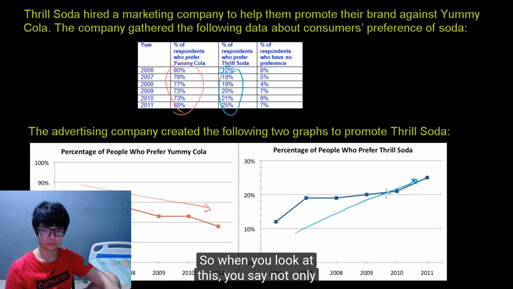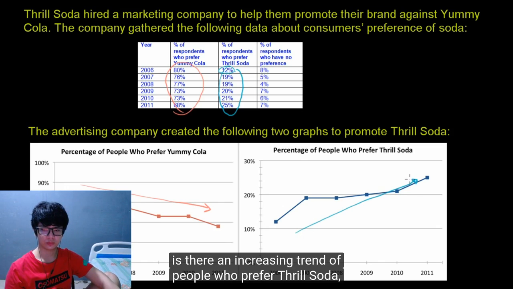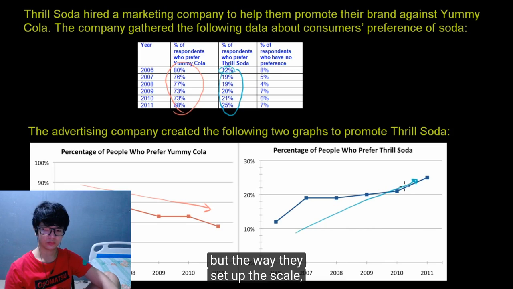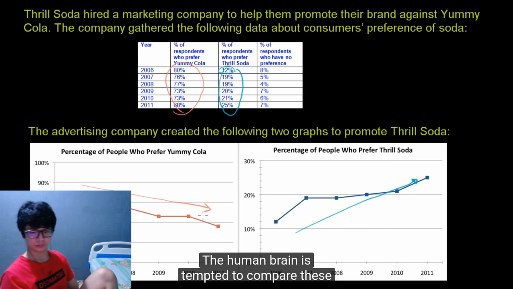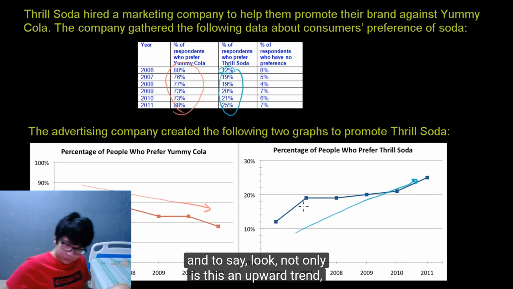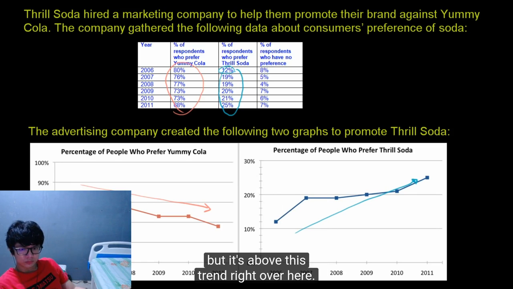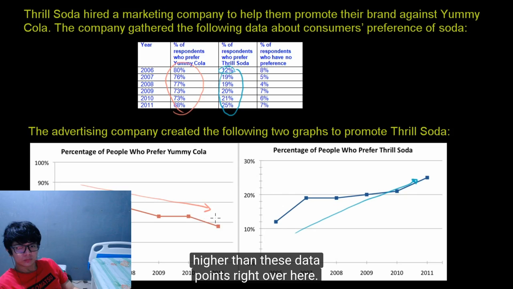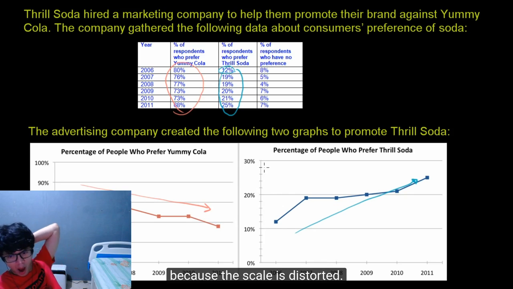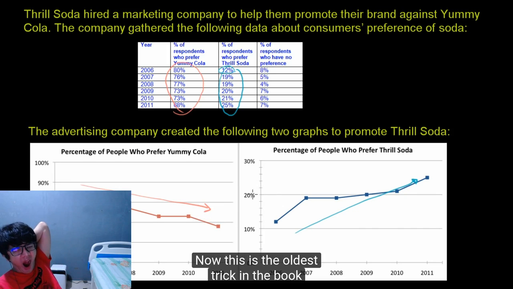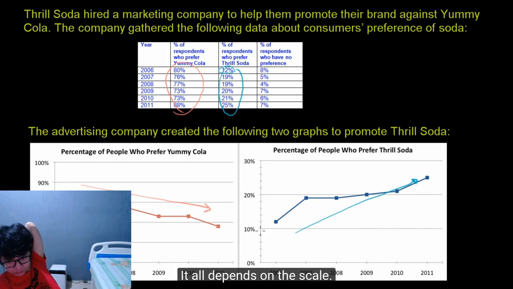So when you look at this, you say not only is there an increasing trend of people who prefer Thrill Soda, but the way they set up the scale, it looks like the trend is above. The human brain is tempted to compare these, and they say, look, not only is this an upward trend, but it's above this trend right over here. Even in 2006, this data point looks higher than these data points right over here. But the reality is that it's only because the scale is distorted. And this is the oldest trick in the book when plotting line graphs. It all depends on the scale.